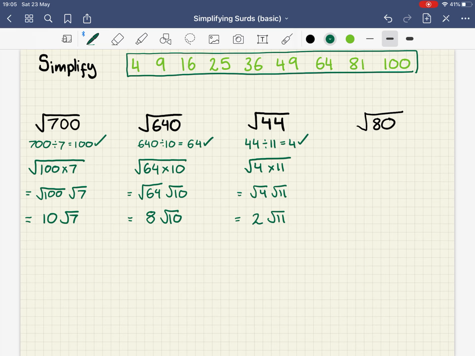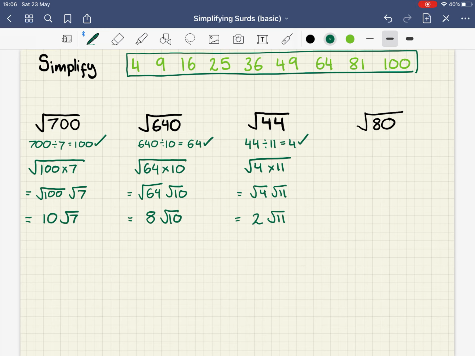Now, this last example, this is in the what if section, where you do simplify it, but you don't simplify it fully. You haven't identified the highest square number that can go into it. And so that's what I'm going to show in this next example.